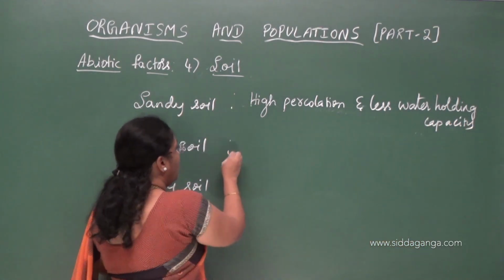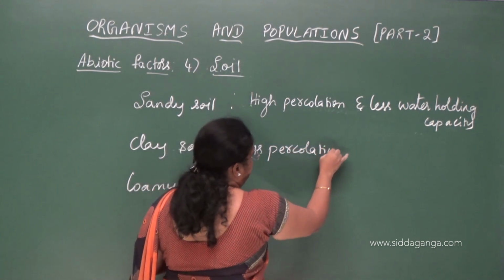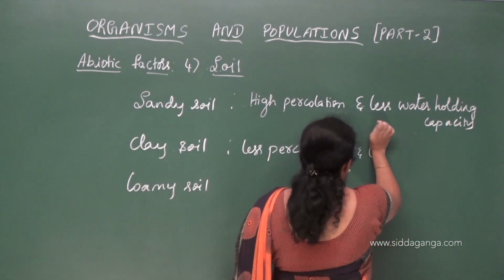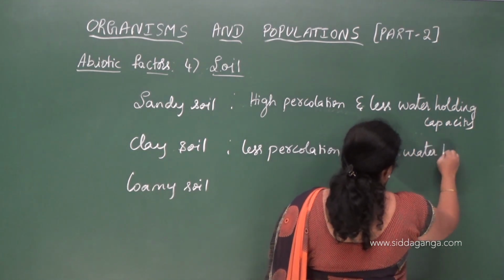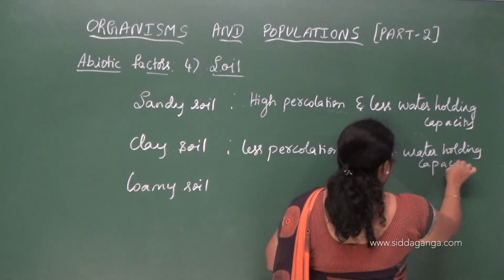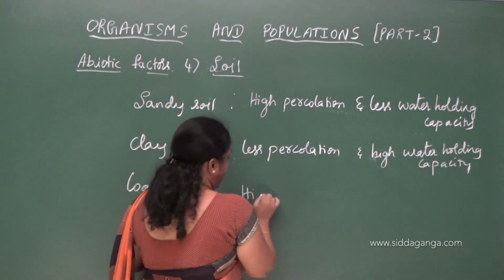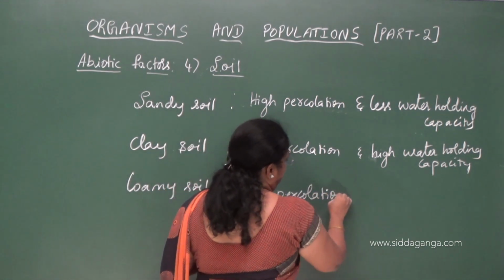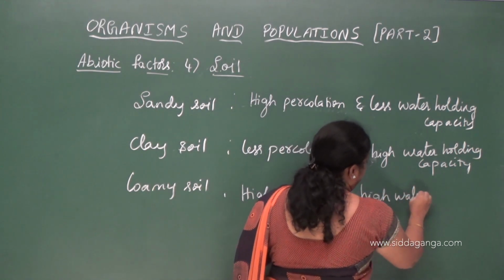Whereas clay soil has less percolation and high water holding capacity. And loamy soil has high percolation and high water holding capacity.